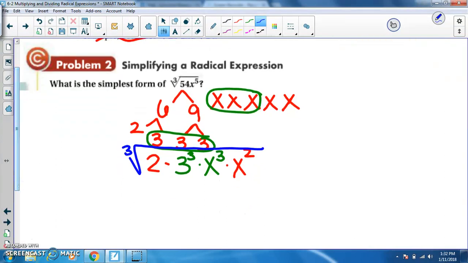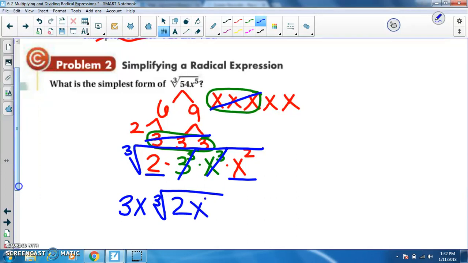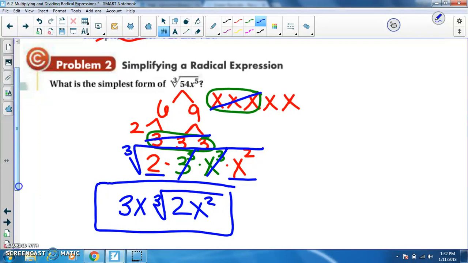This part is all optional. We all know that once we find our groups, we can cross them out and take one out, but I'm just showing why we can take them out. So the cube root of 3 cubed is going to be 3. The cube root of x cubed will be x. And since we can't take the cube root of 2 and the cube root of x squared, that stays in our radical. So the cube root of 2x squared. This would be our simplest radical expression.